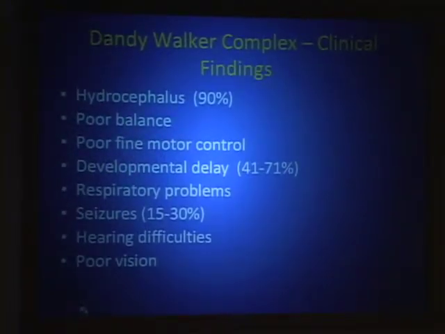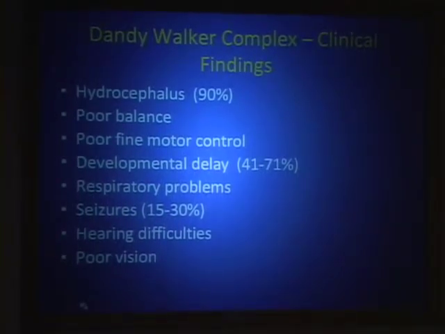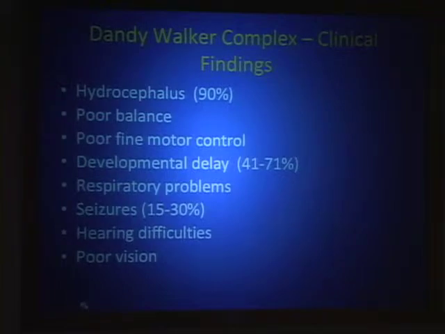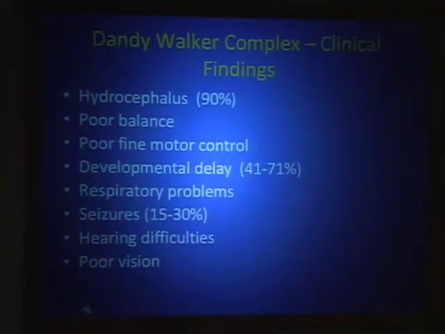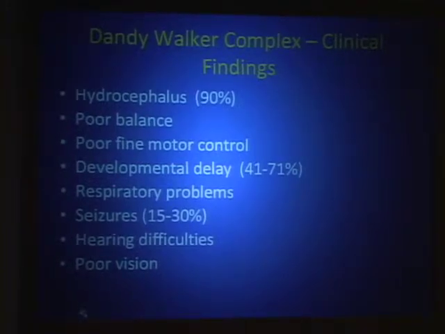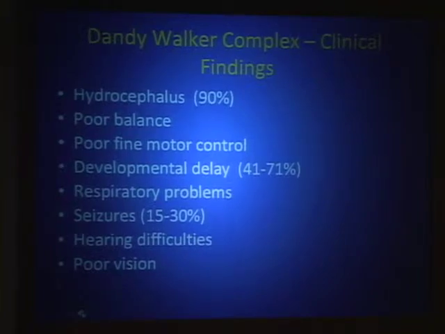So clinically, when you have a patient with these findings, you won't see all of these things, but you might have poor balance in children, poor fine motor movements, developmental delay, and that's really variable. You can have significant delay or just a little bit of delay in school. 15 to 30% will have seizures and often will need to be on medication. Poor vision, and like I talked about, hydrocephalus.